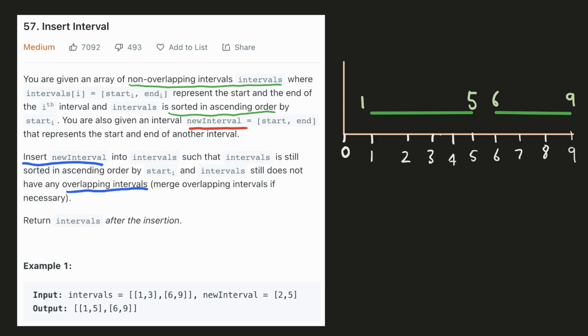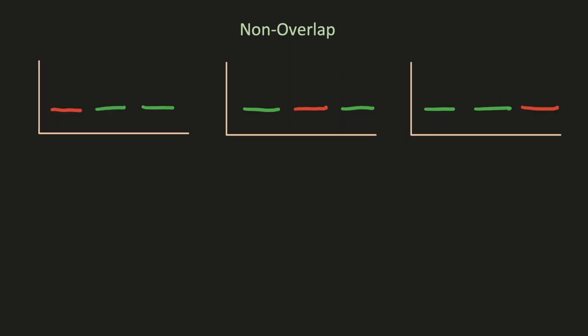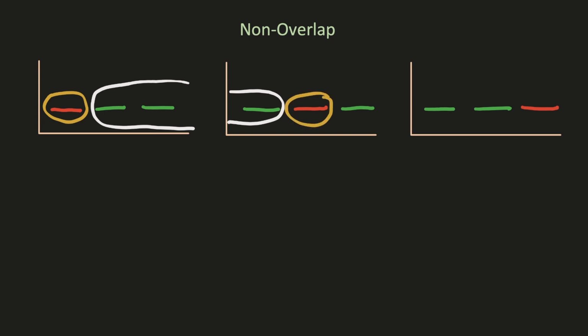Let's try to come up with an intuitive solution for this. Let's look at the scenarios in which there will be no overlap with the existing intervals. In the first scenario, our new interval is before the start of all the other intervals. So we'll just insert it at the start and after that we'll add all the other intervals. In the second scenario, we have some intervals before the start of our new interval. And we also have some intervals after the end of our new interval. In the third scenario, all the existing intervals are before the start of our new interval.